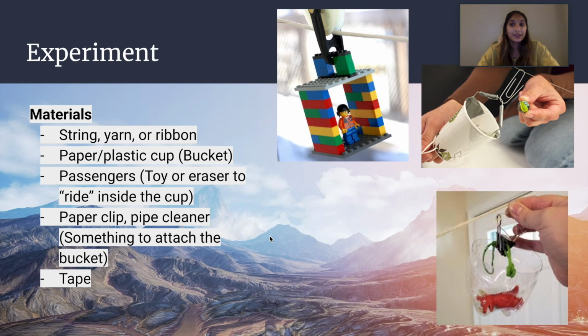Now that you've made your prediction, let's use that and move on to our experiment. For our experiment, you're going to be able to make your zip line with whatever materials you have at home. But here are some options you can choose from. You're going to want some string, yarn, or ribbon to make the actual zip line with. You're going to want a plastic or paper cup to use as a bucket. You're going to want some passengers like a toy or an eraser to ride inside the cup. And you're going to want a paper clip, a pipe cleaner, or something else to attach the bucket. You might need some tape depending on what materials you're using as well.